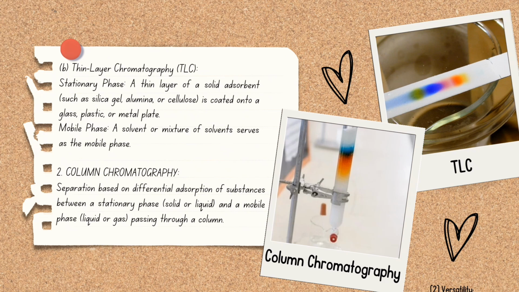Second is column chromatography. It is a separation based on differential absorption of substances between a stationary phase, which is solid or liquid, and a mobile phase, liquid or gas, passing through a column. There are two types of column chromatography, which are absorption chromatography and partition chromatography.